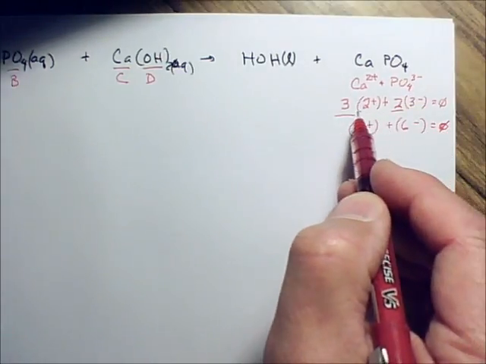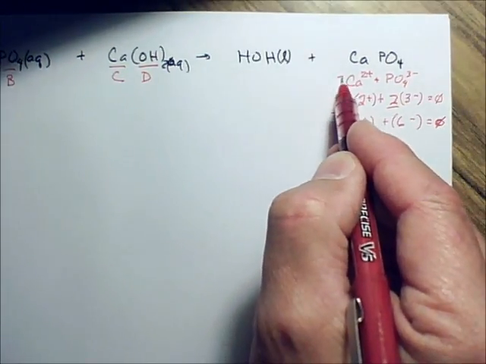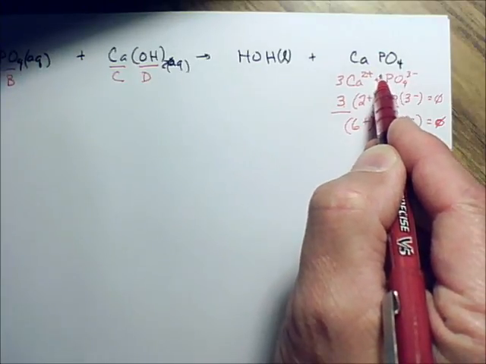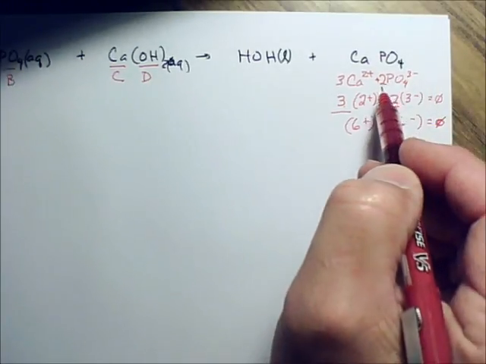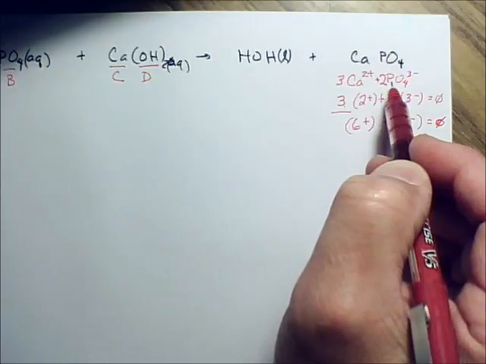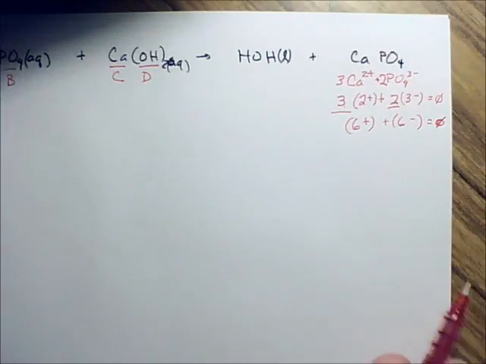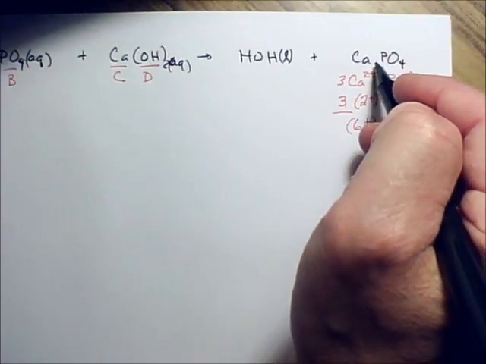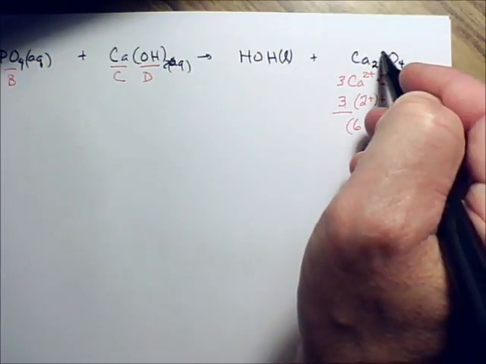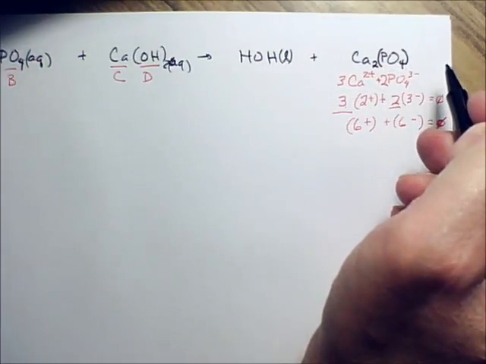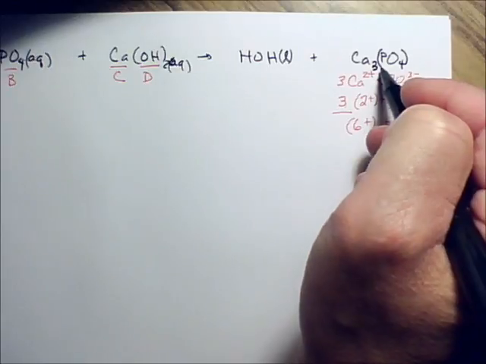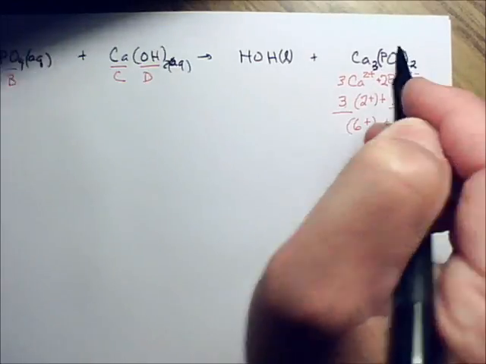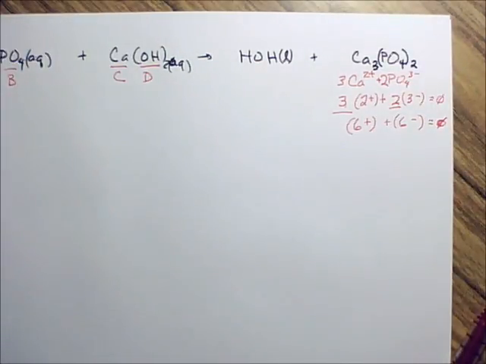All right. So we want 3 calciums, and we want 2 phosphates. And when we bond them together, we don't use coefficients anymore. When they're bonded together, you use subscripts to show they're bonded together. So we need 2 calciums. I'm sorry, it's 3 calciums, isn't it? 3 calciums and 2 phosphates. Okay?